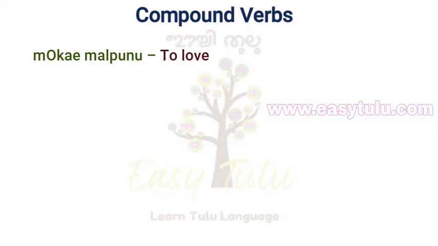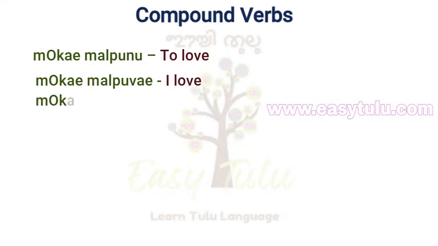The second word is always a verb. The first word can be a noun, an adjective, or a past adverbial participle. To make verb conjugations, we can apply the same rule here. In all cases, we need to change the second word, not the first one. Moke malpuve, I love. Moke malpe, I will probably love.